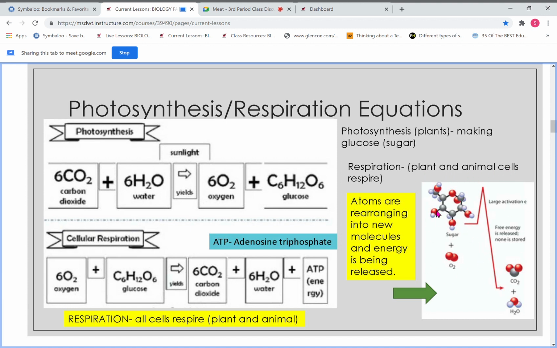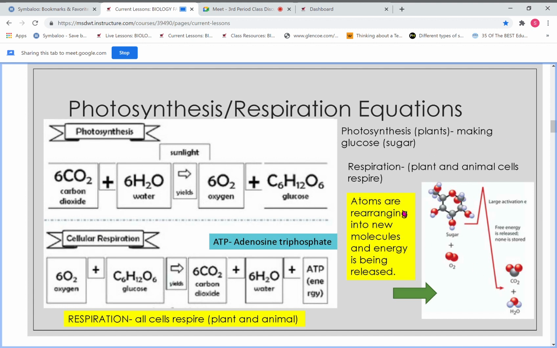This here is a picture you will see on the final exam. This is a compound of sugar. So you have a sugar molecule here. You have oxygen here. Once it's broken down, which is what this is showing you, it turns into carbon dioxide and water. So it is the equation just in picture form. So we have the oxygen, the sugar, after activation energy, it breaks down into carbon dioxide and water. This picture is on the test.